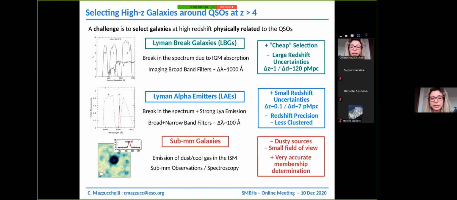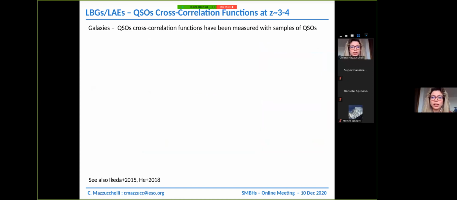Finally, another way of selecting galaxies, which is not focused on the rest-frame UV emission, is by selecting submillimeter galaxies. In this case, you study the emission of the dust and the cool gas in the interstellar medium of these galaxies, and one can do this with submillimeter observations. The positive side is that if you use facilities such as ALMA, you have a very accurate membership determination with the line emission of these galaxies. On the other hand, you only select dusty sources, and you select sources over a small field of view around the quasar. So again, what is the situation at redshift 4?